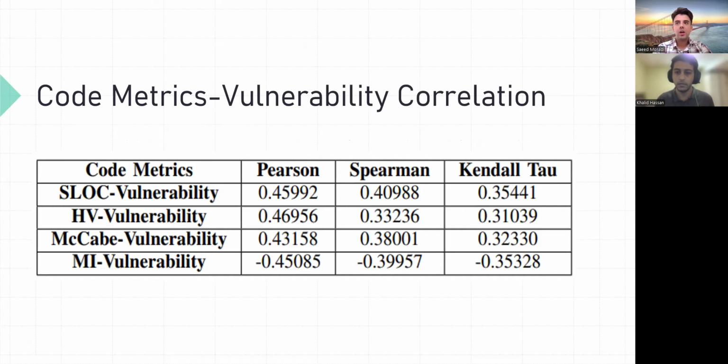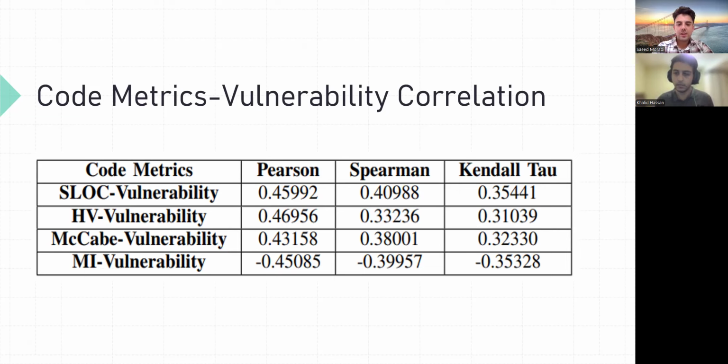After we extracted our smart contracts and we could detect all those things in our smart contract codes, the SLOC, the Halstead volume, McCabe, and maintainability, we ran some correlation between code metrics and the vulnerability index that we found with our analysis tool called Slither. The correlation between the vulnerability and the code metrics that we found is stated in this table.